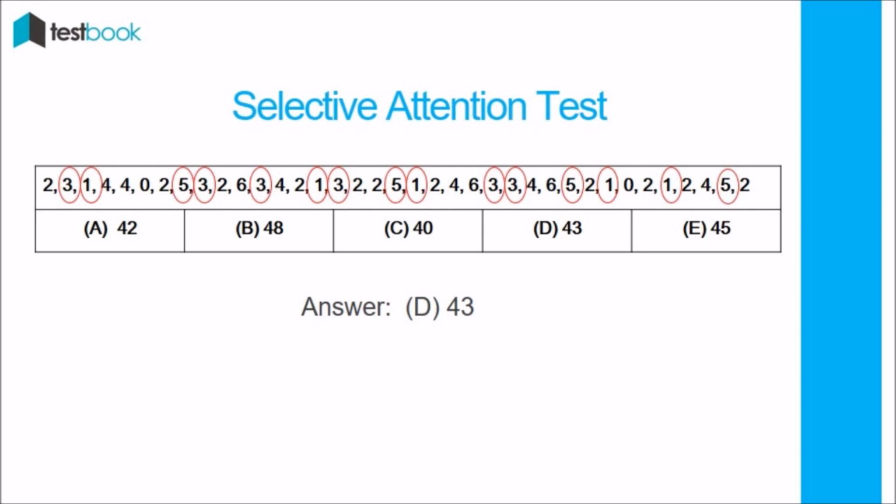In this question, we have circled the odd numbers for you. The total of these numbers is 43, which is option D. That is why our answer in this section is option D, 43.